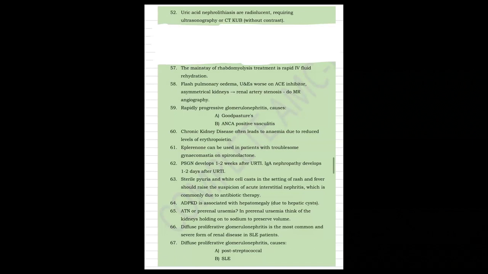And if a patient develops gynecomastia with spironolactone, like the ascites patient, the substitute for spironolactone is eplerenone. That's a different diuretic with fewer side effects, but it's a bit expensive. We discussed this question and revised it as well. Sterile pyuria with WBC cast in the setting of rash and fever should raise the suspicion of interstitial nephritis. We discussed it on the first slide. So WBC cast, interstitial nephritis, there is fever, rash, sterile pyuria.